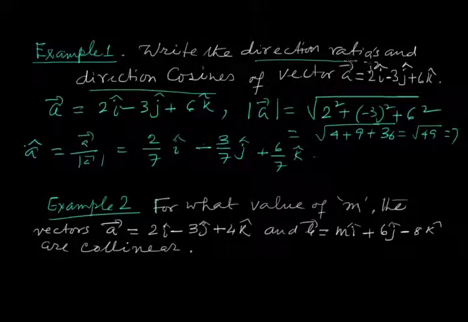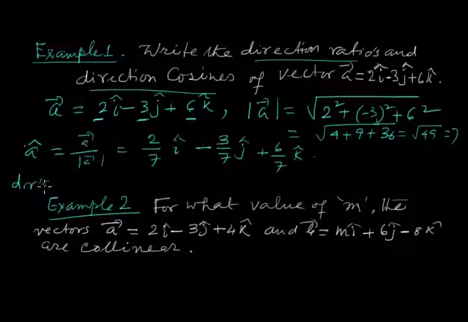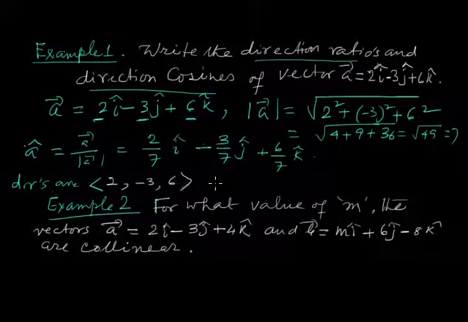First of all, direction ratio. Direction ratios are 2, minus 3 and 6. So we write direction ratios are 2, minus 3, 6, and direction cosines 2 by 7, minus 3 by 7, 6 by 7.